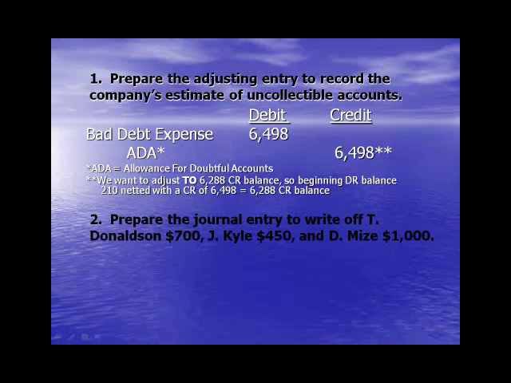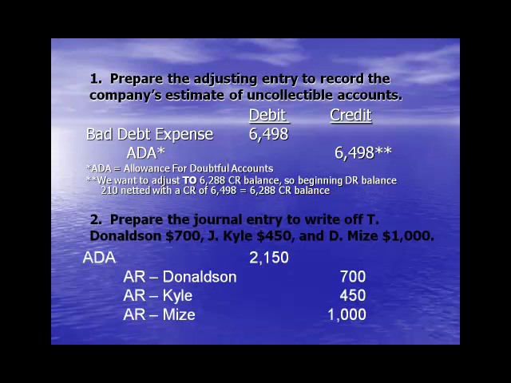Next, we prepare the journal entry to write off T. Donaldson $700, J. Kyle $450, and D. Mize $1,000. These are 3 customers we have receivables for, and we are now writing them off. And so what we would do then is debit the allowance for doubtful accounts. The total of those 3 is $2,150. Then we would credit accounts receivable for each of those dollar amounts, the $700, the $450, and the $1,000.